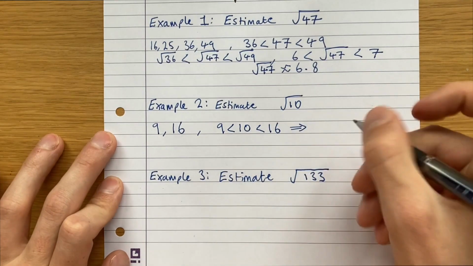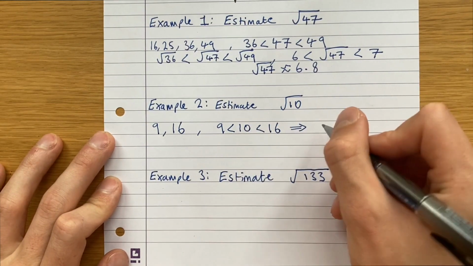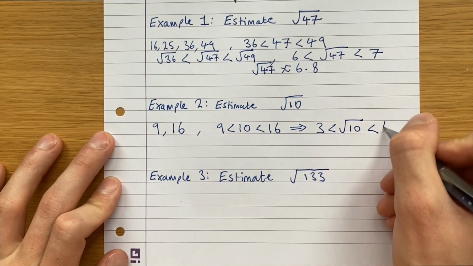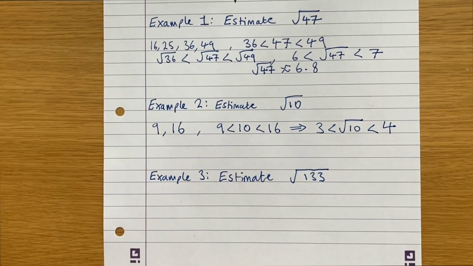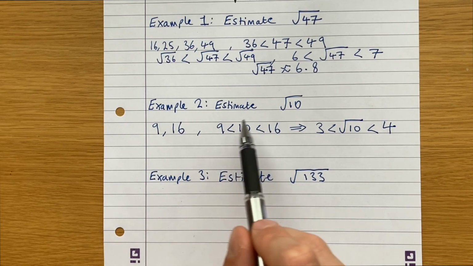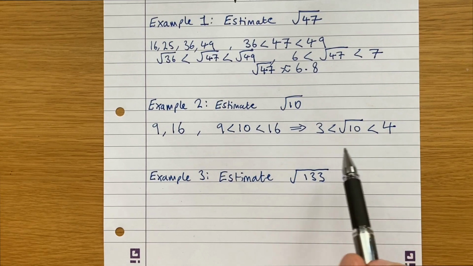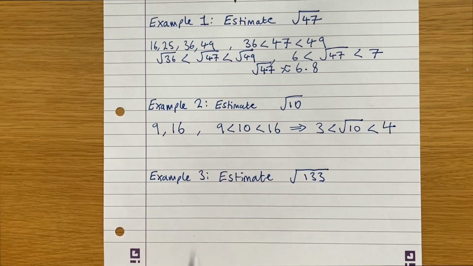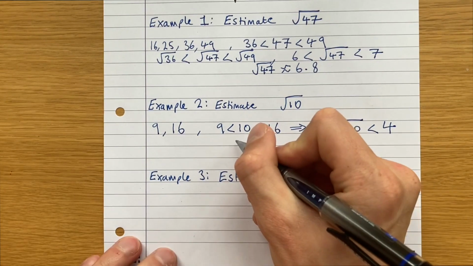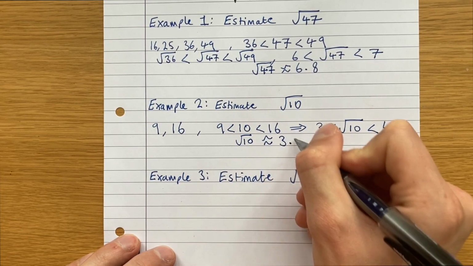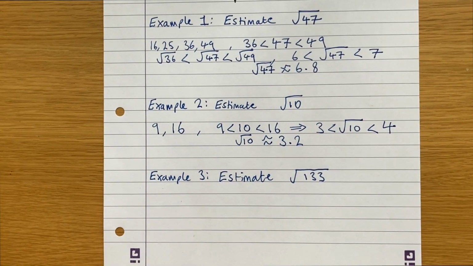And this implies that if we square root all 3, we get the square root of 9, which is 3, is less than root 10, which is less than 4. So we know that the square root of 10 is a number between 3 and 4. And when it comes to working out the decimal, again, we look here. How close is 10 to 9 and 16? Well, it's much closer to 9. So we know that the square root of 10 is much closer to the square root of 9, which is 3, than 4. So I guess something like 3.1 or 3.2 would probably do.